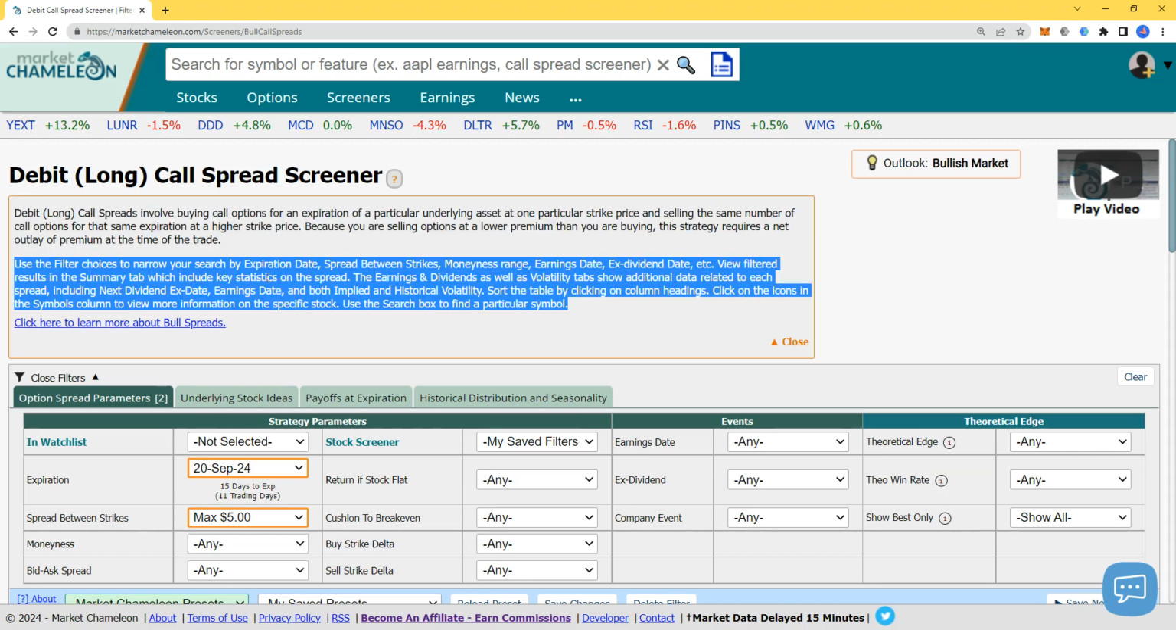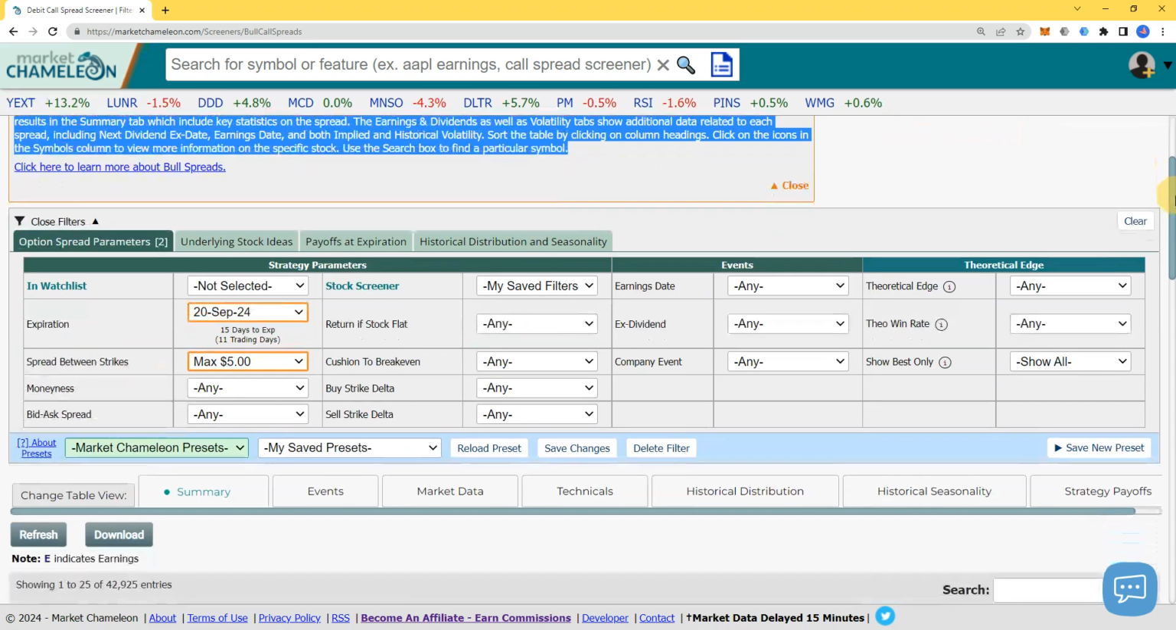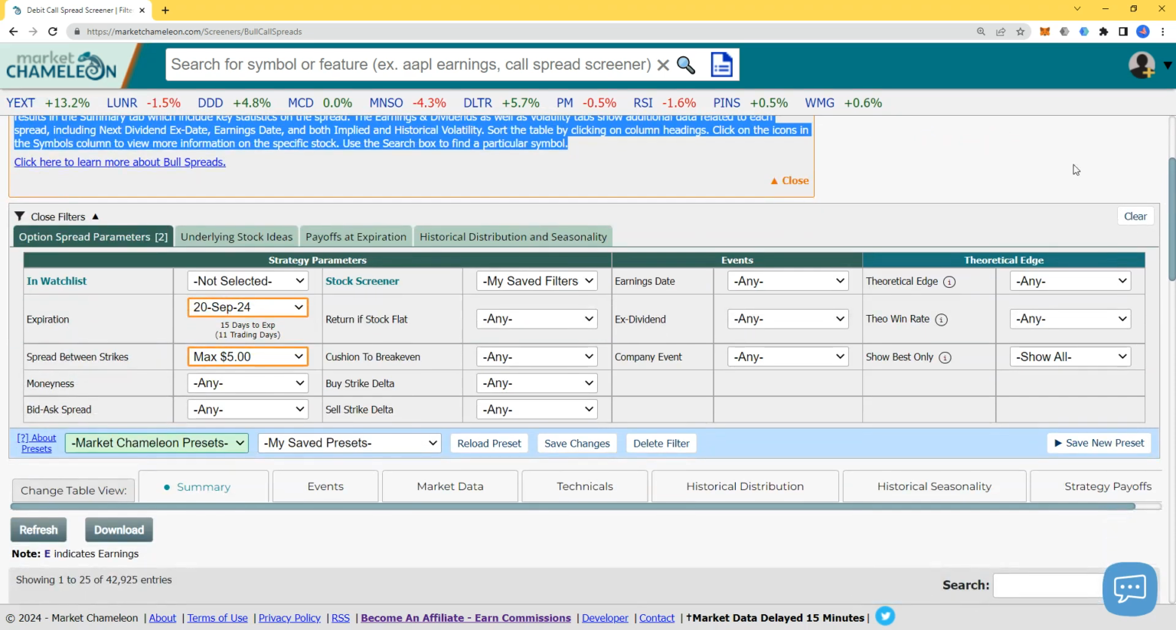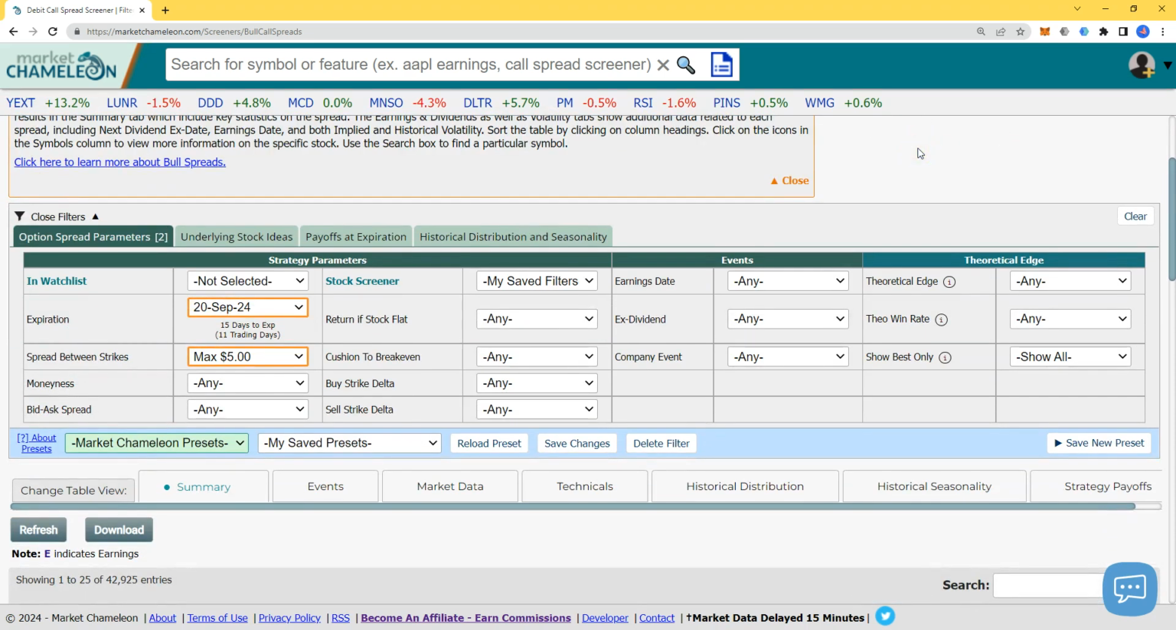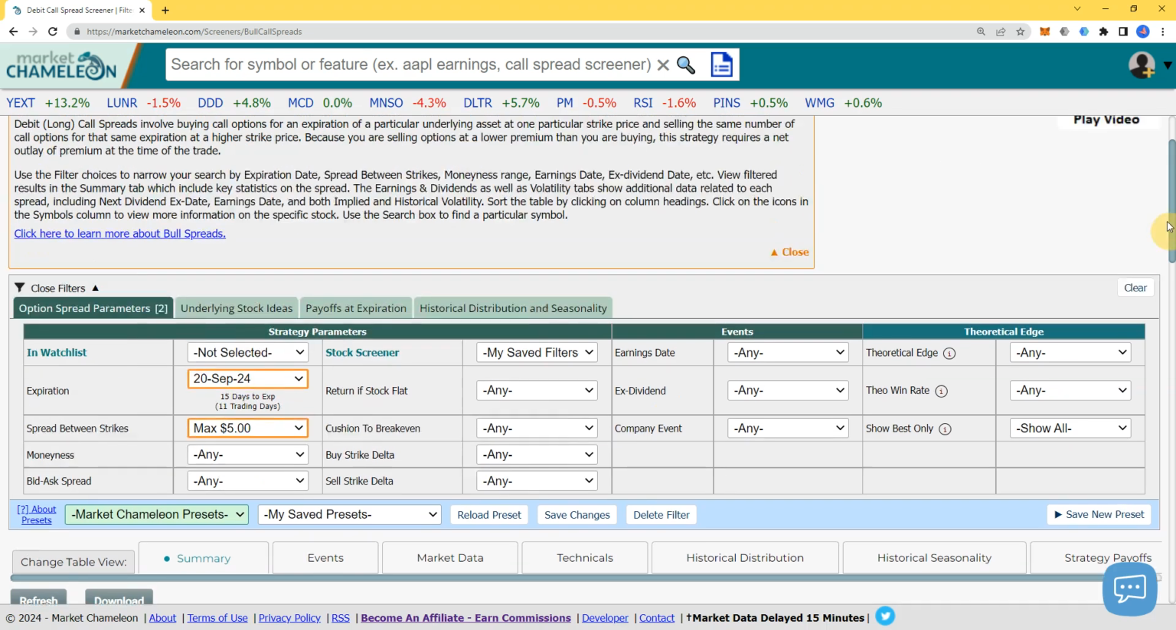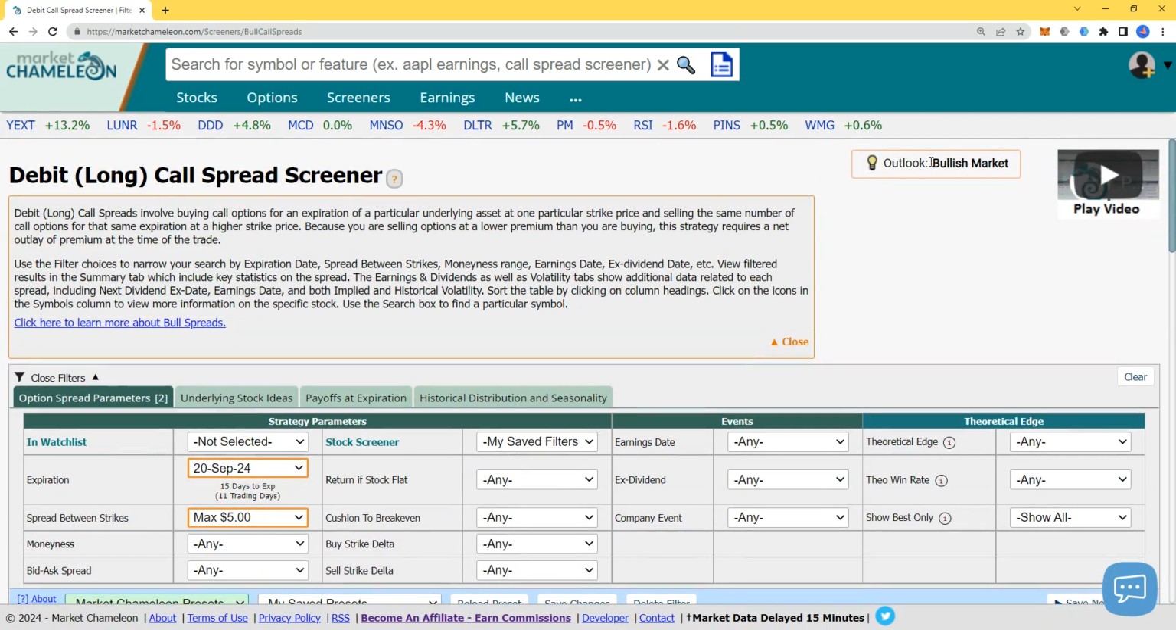And here it tells you to use all the filters below, and feel free to read all about that, but use all the filters to find out better trade opportunities. So what is a debit call spread? As you see here, again, bullish market.